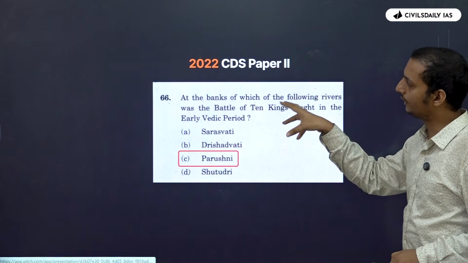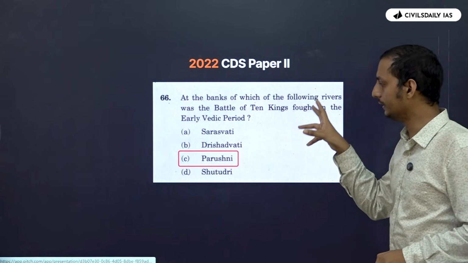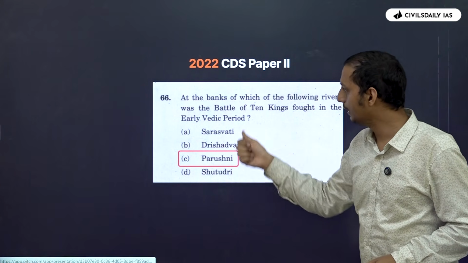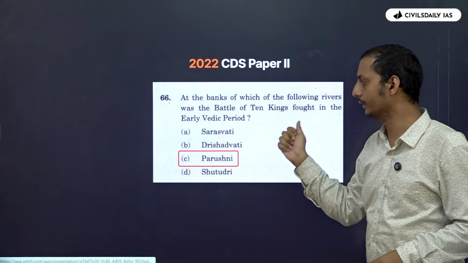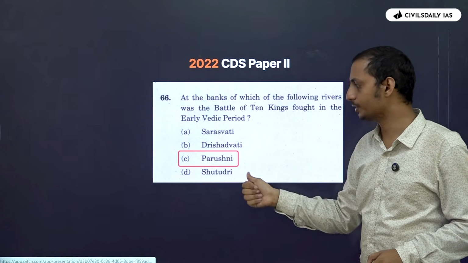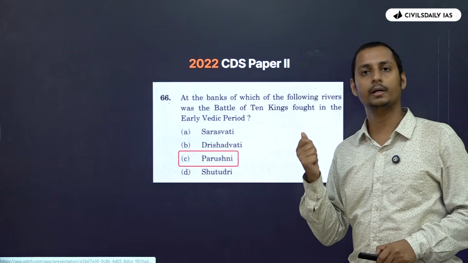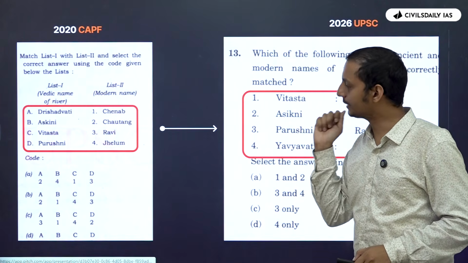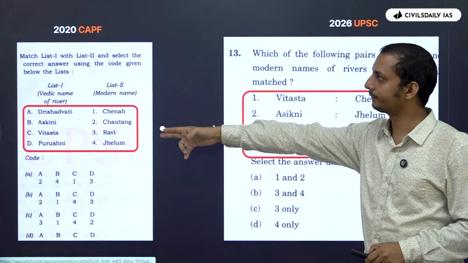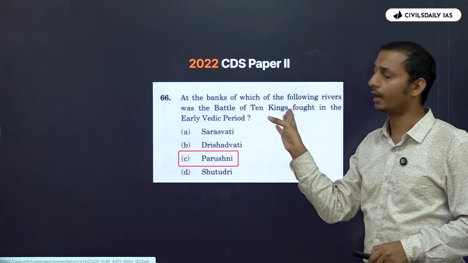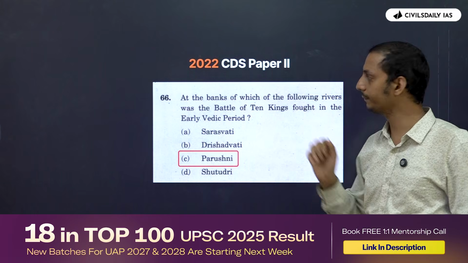The same in the 2022 CDS paper, okay, they have provided Parishni. At the banks of which of the following rivers was the 10 battle fought in the early Vedic period? And the answer is Parishni, which directly relates to Ravi River. So the same question, 3 repeated PYQs: Vibhas, 2020 CAPF, and 2022 CDS as well, right?